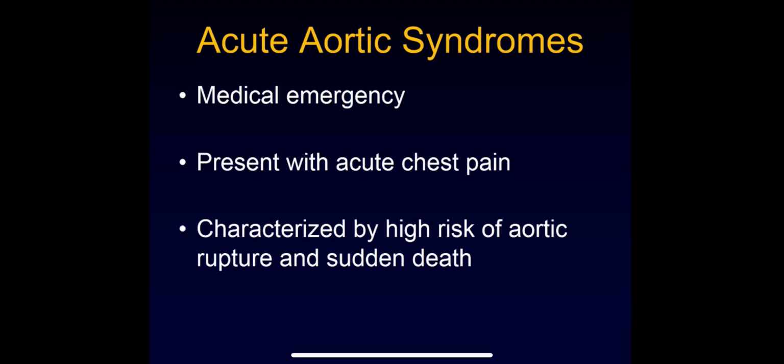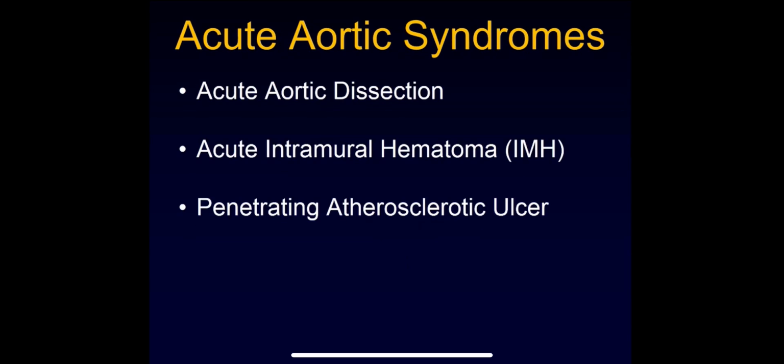Acute aortic syndromes are a medical emergency characterized by high risk of aortic rupture and sudden death. The majority of patients present with acute chest pain radiating to the back. Acute aortic syndromes include acute aortic dissection, acute intramural hematoma, and symptomatic penetrating atherosclerotic ulcer.